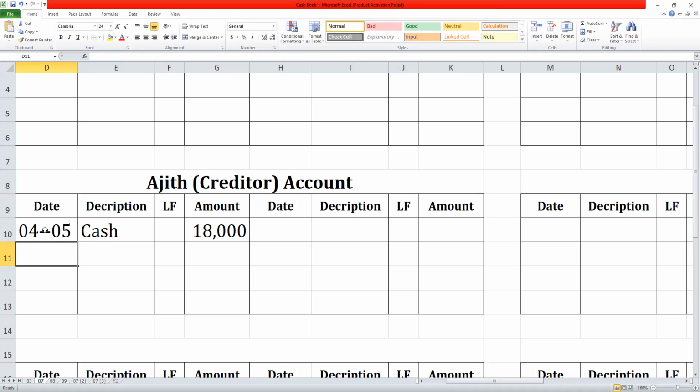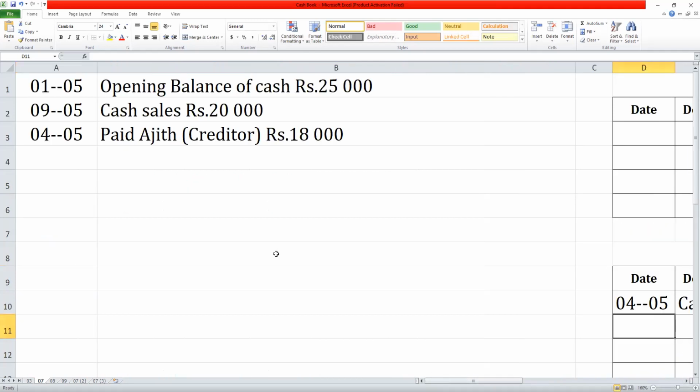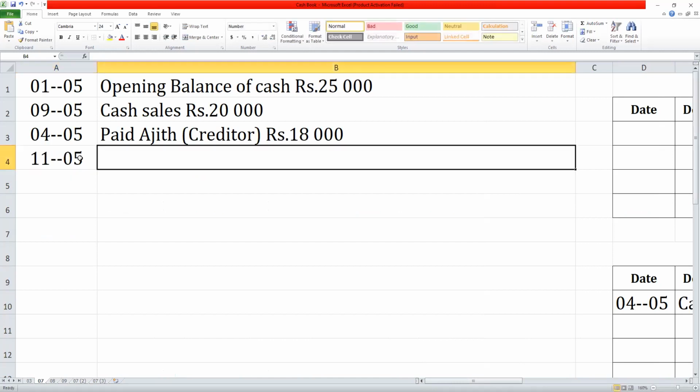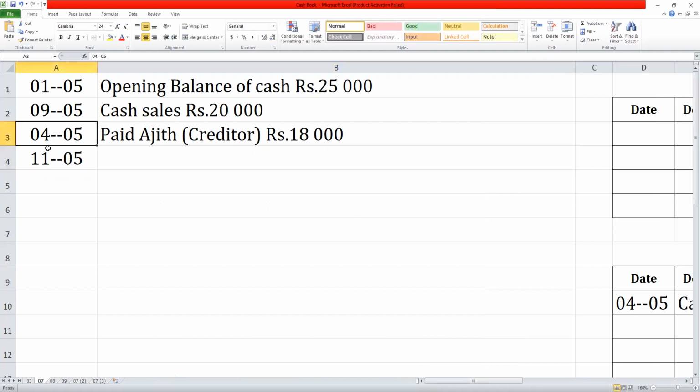Right. There are different types of questions which can be prepared. Okay, good. Next date, refer to the next date closely. It is 11th of May. I made a small mistake in the first one. In fact, this should be written at first.